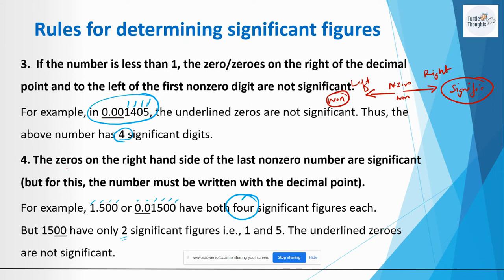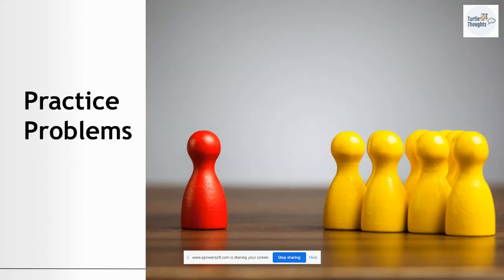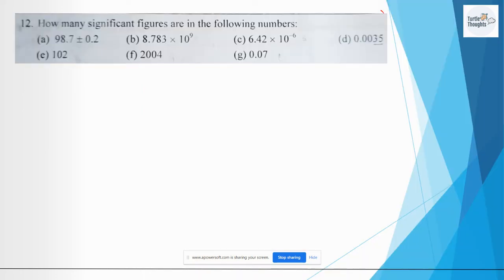Rule number 4 says that the zeros on the right hand side of a non-zero number are significant if they are coming after a decimal point. So 1.500 will have four significant figures as we discussed, but 1500 will have only two significant figures, because even though the zeros are coming to your right hand side, they are on the left when compared to your decimal point. So if you know these four rules, we can solve any problems based on significant figures.